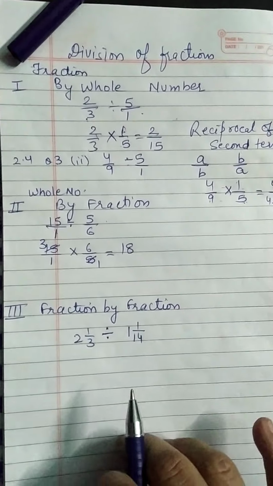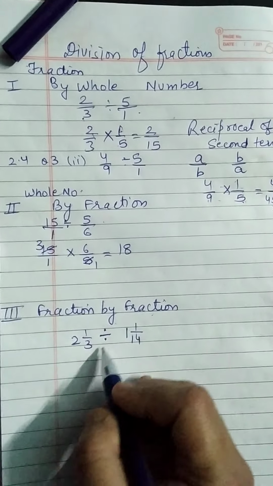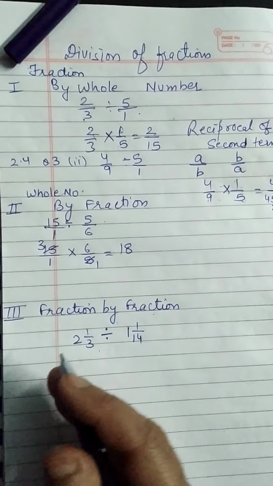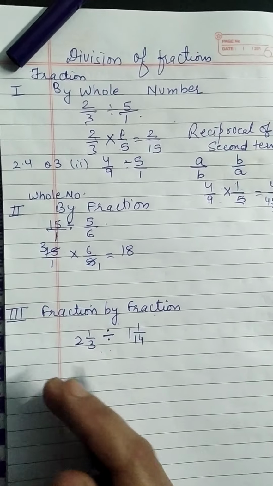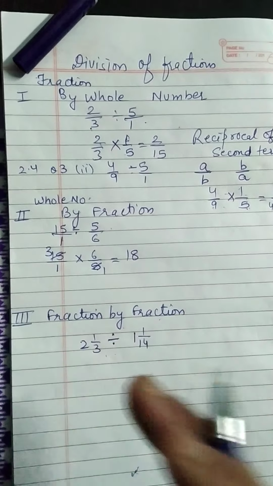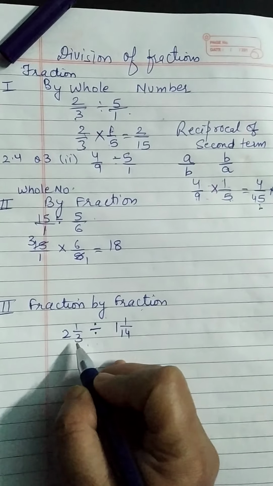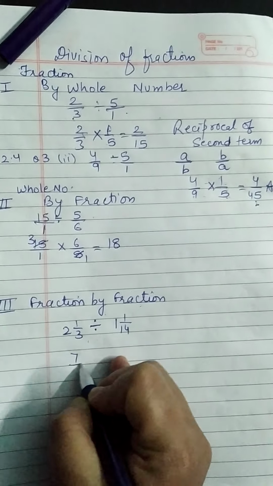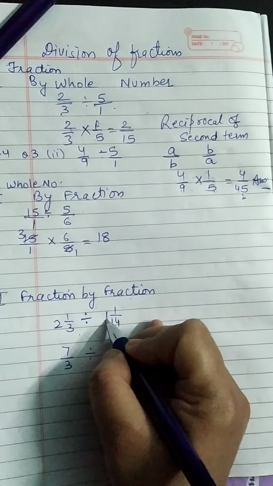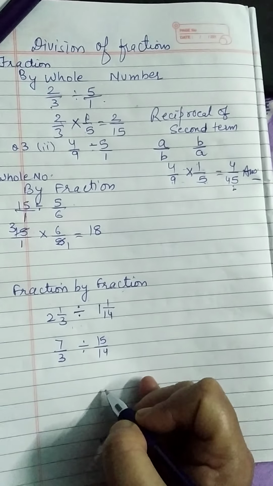Next we have when we divide fraction by fraction. 2 1 by 3 divided by 1 1 by 14. There can be a proper fraction also in this question. There can be an improper fraction also, and there can be both mixed also. Right. So let's convert into improper first. 3 2s are 6, 6 plus 1, 7 by 3. Divided by 14 1s are 14, 1, 15 by 14.